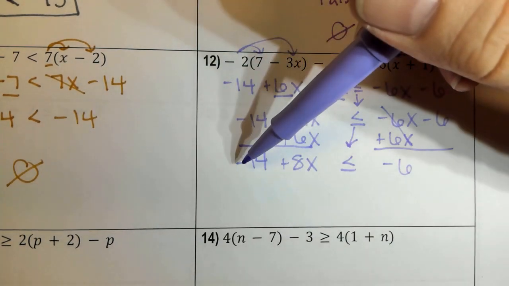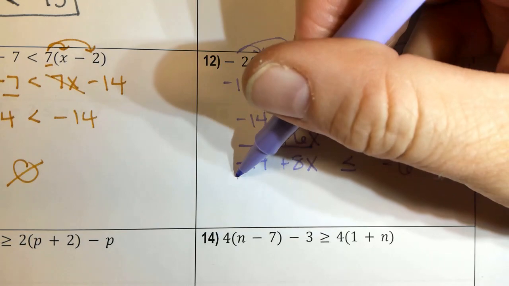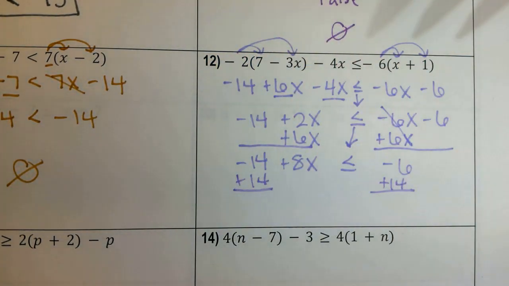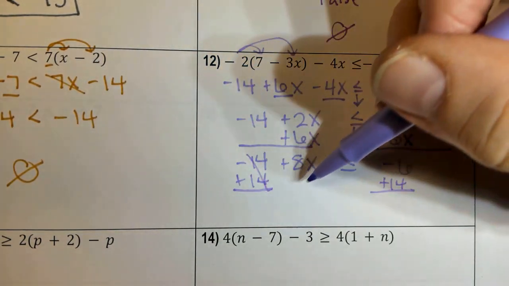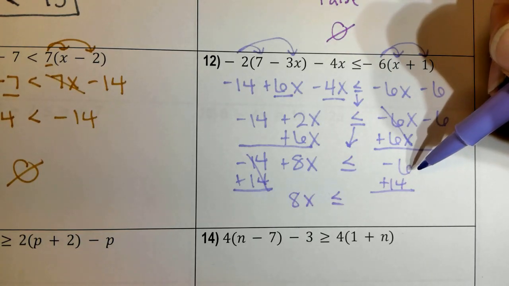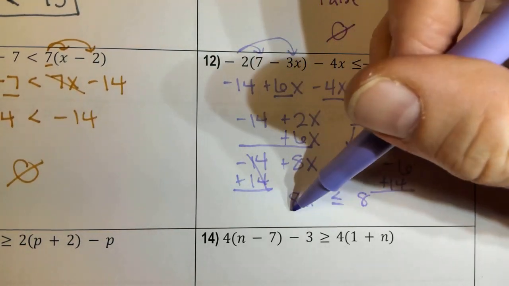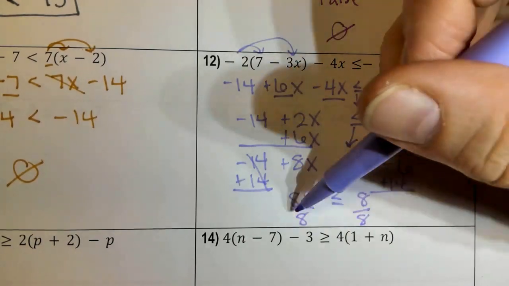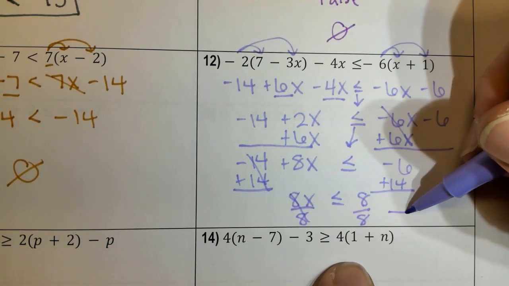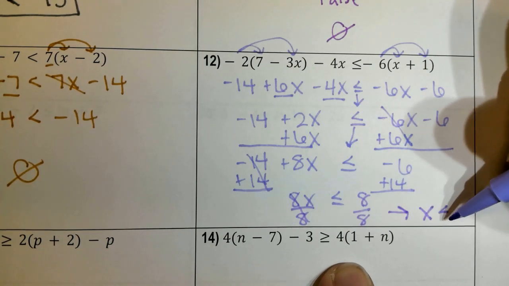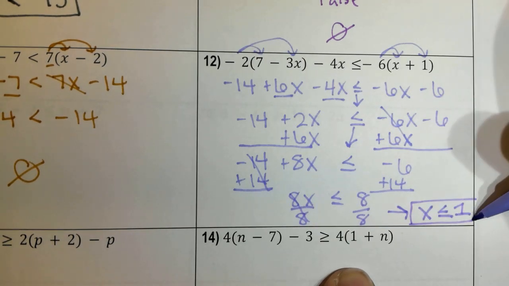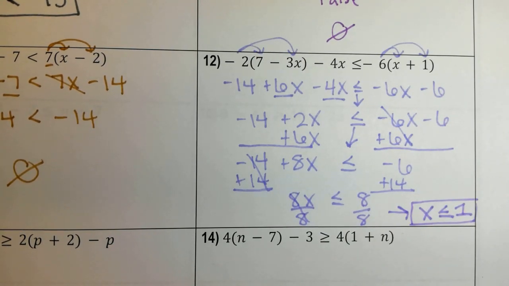All right, so I would now move my number away from x. So I do plus 14. Okay. That goes away. So I have 8x less than or equal to 14 minus 6 is 8. And then, of course, your last step is divide. So my x is less than or equal to, so over here, x less than or equal to 8 divided by 8 is 1. So that is my final answer.